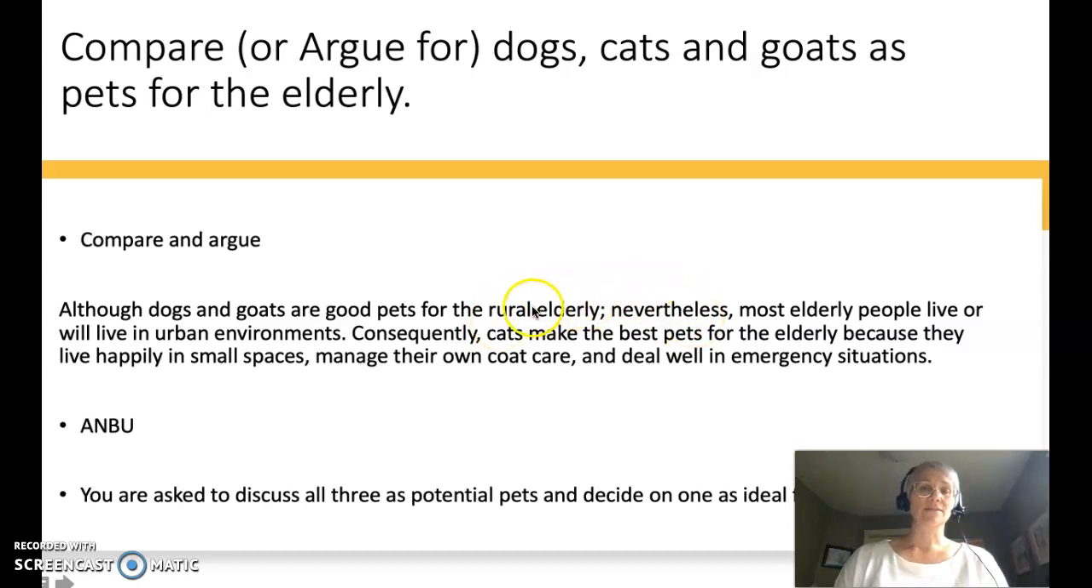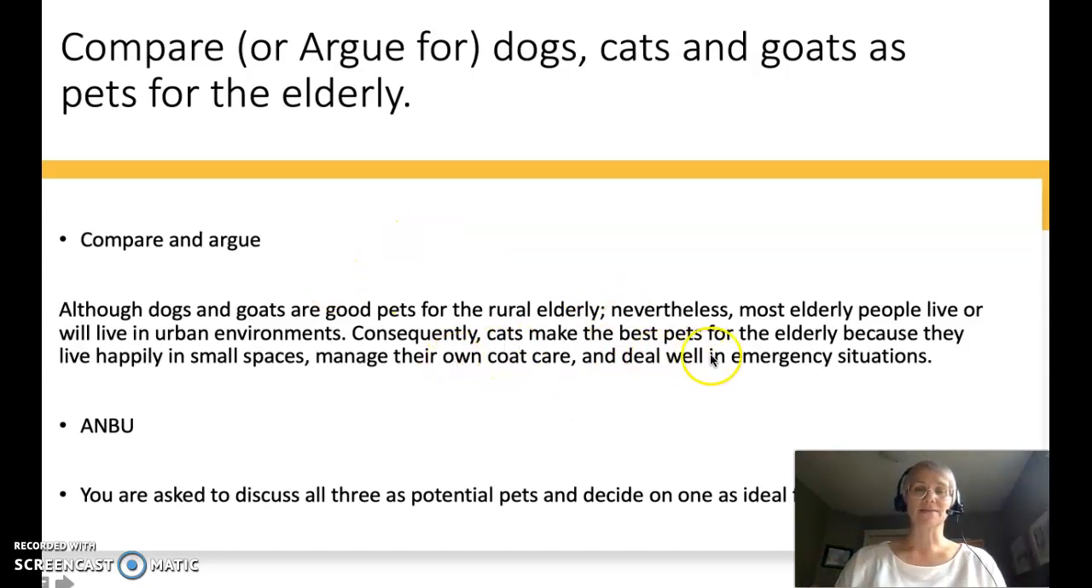There could be things that have to do with living in the rural area, right? So rural pets. Nevertheless, most elderly people live or will live in urban environments. That section of the paper is going to talk about the numbers of elderly people that live in cities and the constraints that they have in their lifestyles before going on to talking about how cats fit into that lifestyle.